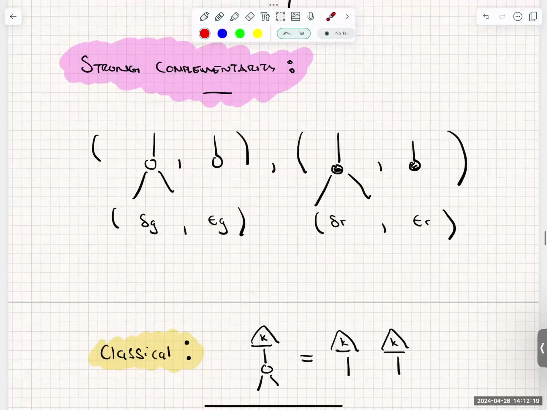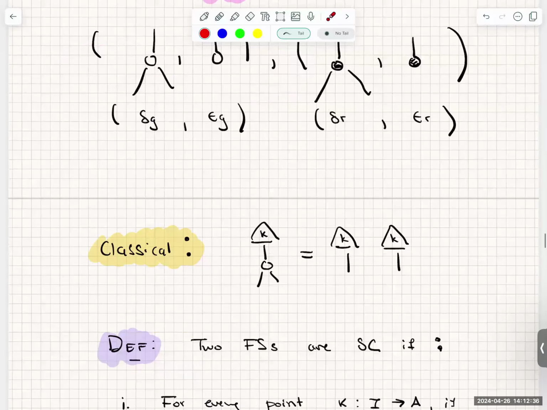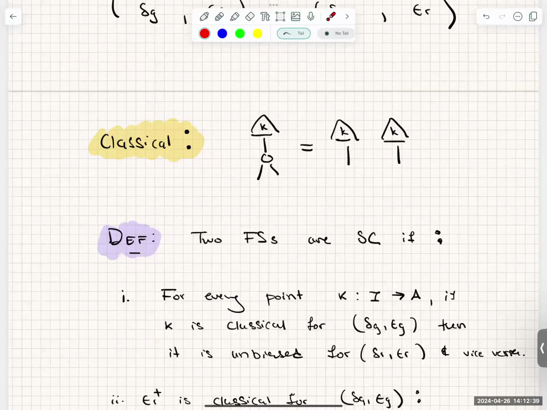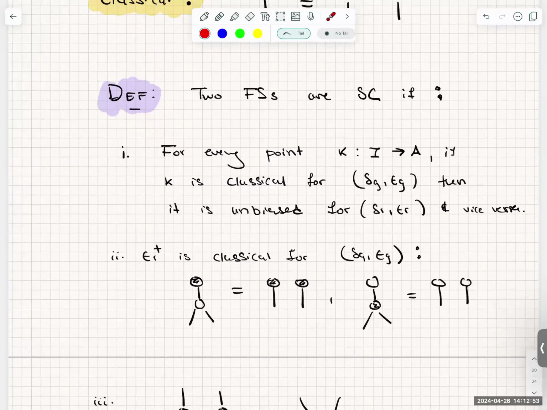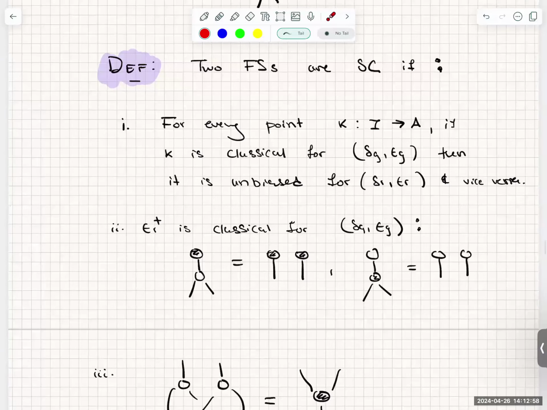Strong complementarity is when we have two interacting Frobenius structures. Now we have to distinguish them. Green in the references, I will use as an open circle, and then red will be a closed circle. We call something classical with respect to a particular Frobenius structure if it copies. So a state is classical with respect to a particular Frobenius structure if you can copy it. And then we can also define when two Frobenius structures are strongly complementary.